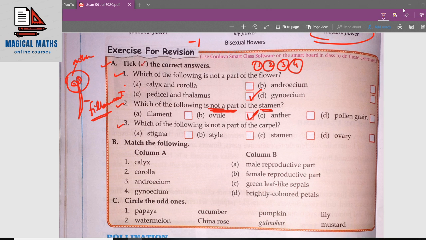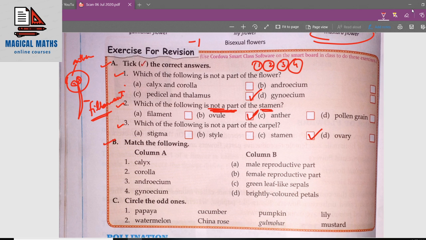Okay, question 3, which of the following is not a part of carpel? Carpel is the second name of the female reproductive part, which is also called the pistil. Now you must know the different parts of pistil or carpel. Stigma, style and ovary are the three parts of carpel, but stamen is not a part of carpel because stamen is the male reproductive part. That is why this is the right answer.